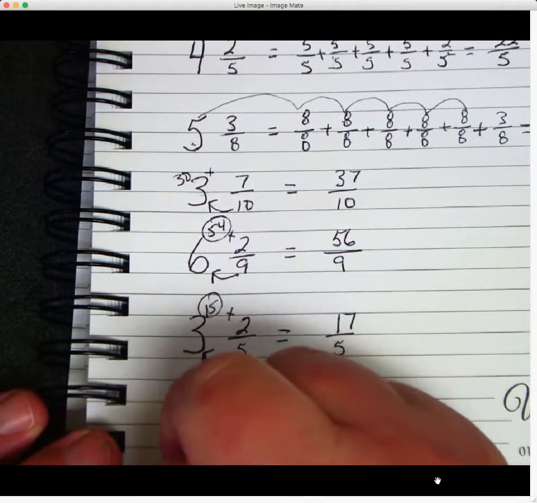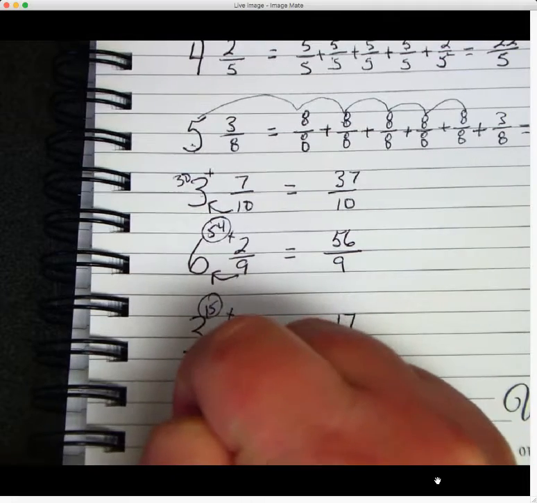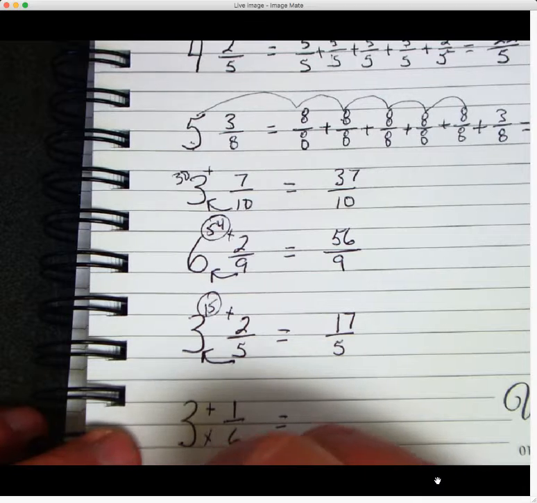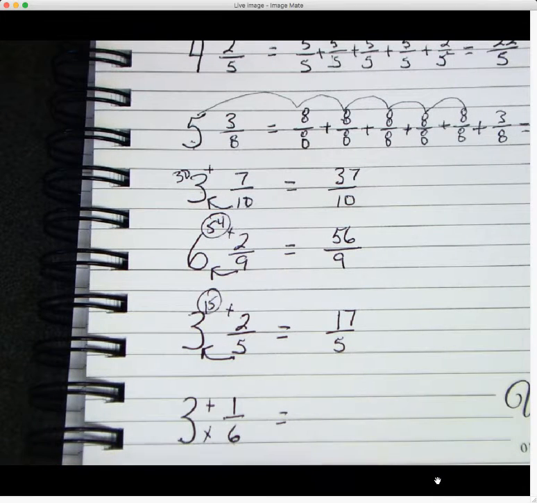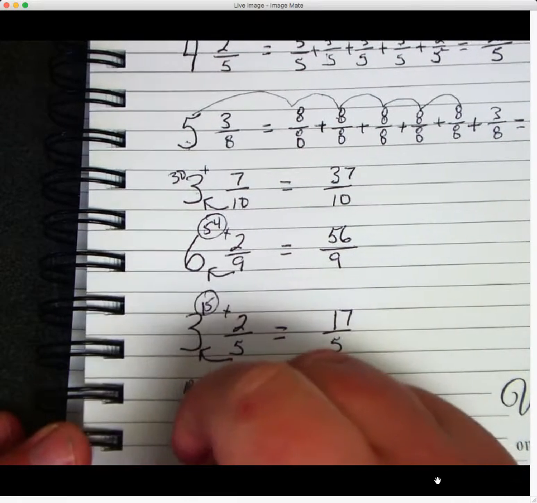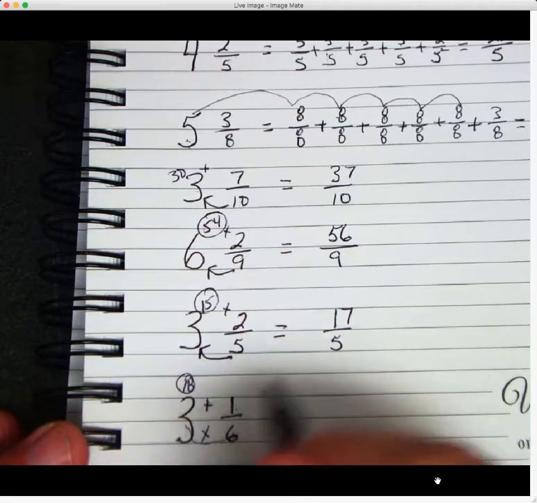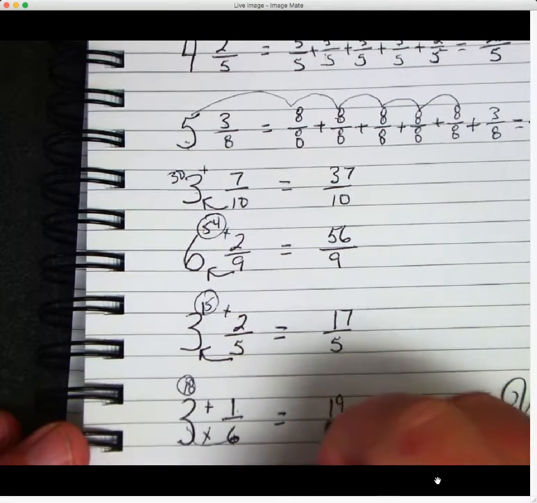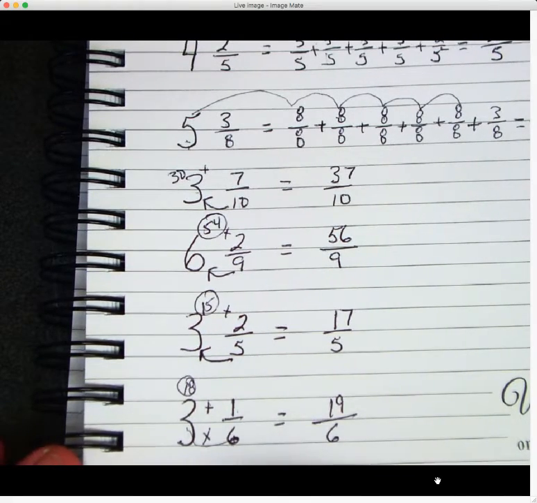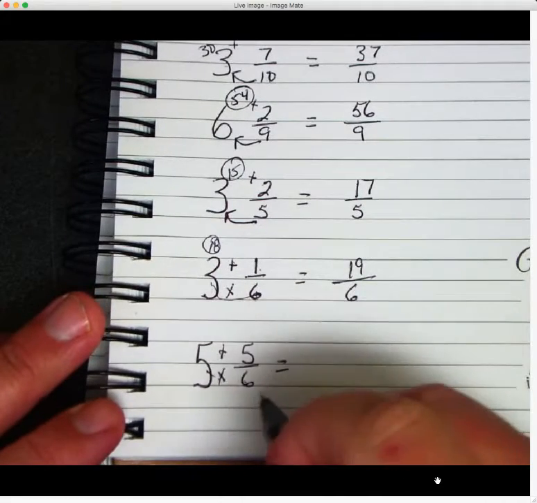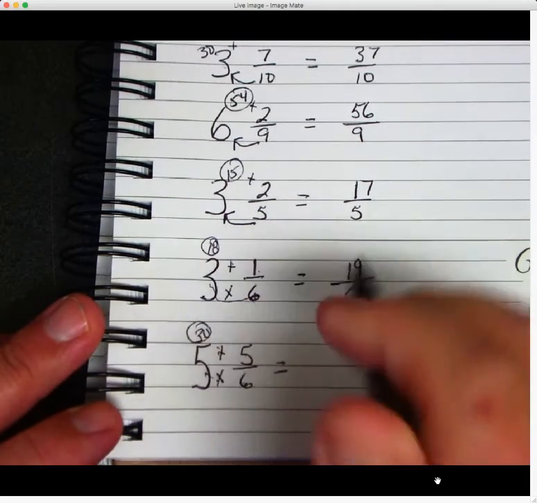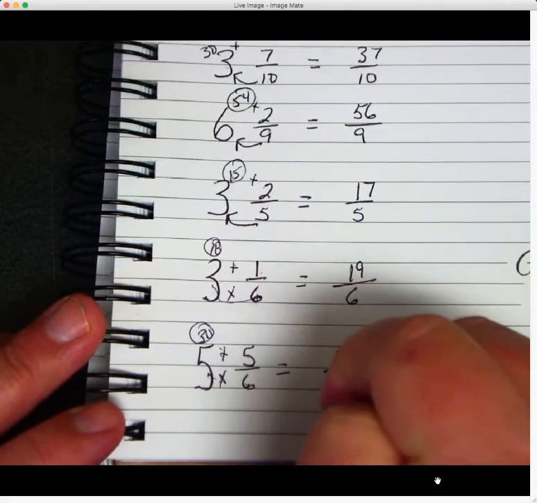If you want to draw these little symbols here, 3 times and then add here. If you want to write the problems out, and if that helps you remember, maybe that's a good way to do it. Put a times on the bottom and a plus on the top, and then start on the bottom. 6 times 3 is 18, and 18 plus 1 is 19. And then put your same denominator down, 19/6. 6 times 5 is, you can't see that one, sorry. 6 times 5 is 30. 30 plus 5 is 35. Put your same denominator down.